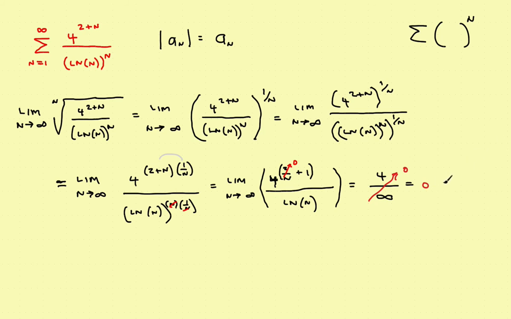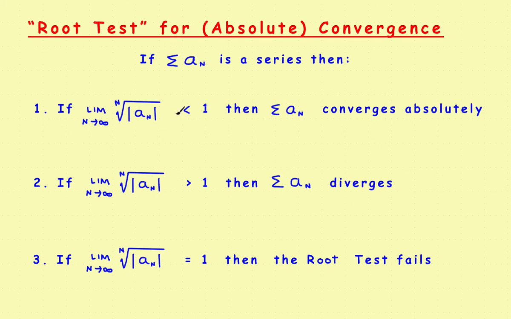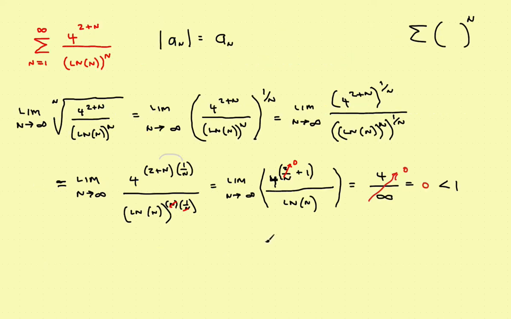And then since 0 is less than 1, by your test, you showed that you took the limit and it's less than 1, therefore the original series converges absolutely. So at this point, you can draw the conclusion that the original series converges absolutely.